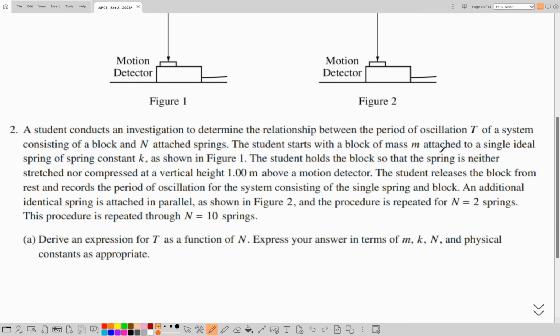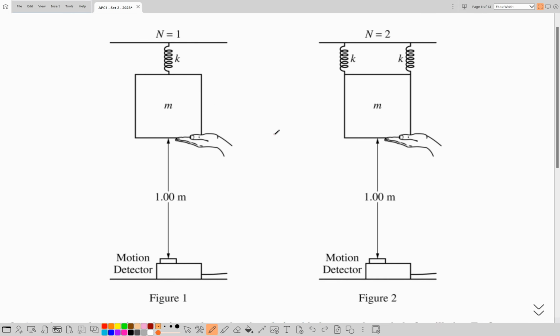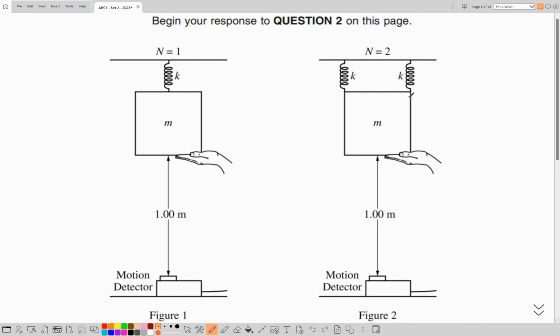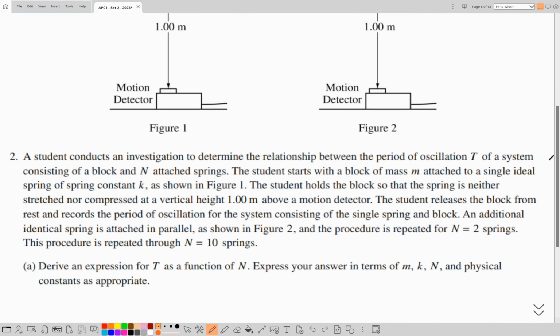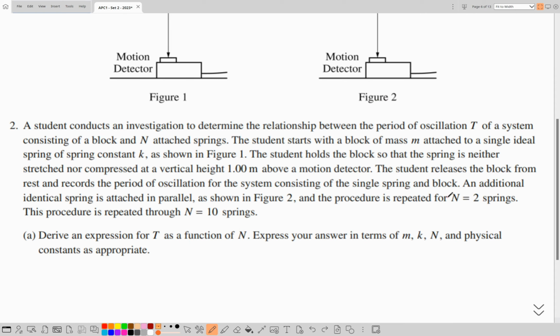An additional identical spring is attached in parallel as shown in figure 2. So after the first experiment, the student repeats the experiment again by placing another parallel spring, and we know that whenever the springs are in parallel, the effective stiffness is given by k plus k, which is k1 plus k2, so it's the usual sum. And the procedure is repeated for n equal to 2 springs. This procedure is repeated through n equal to 10 springs.